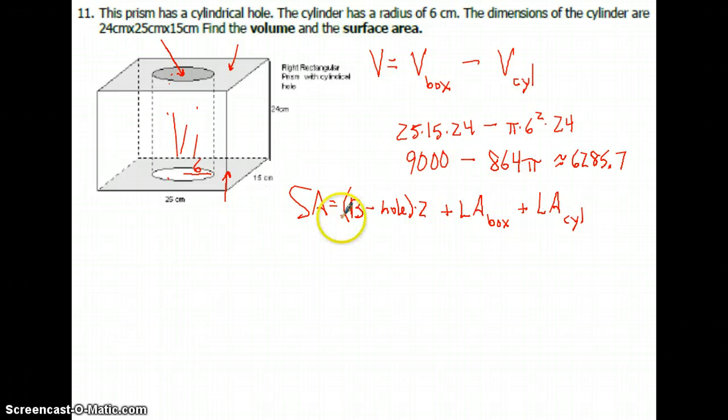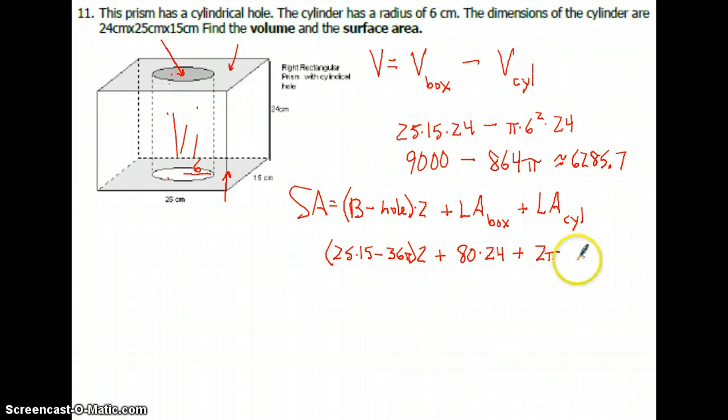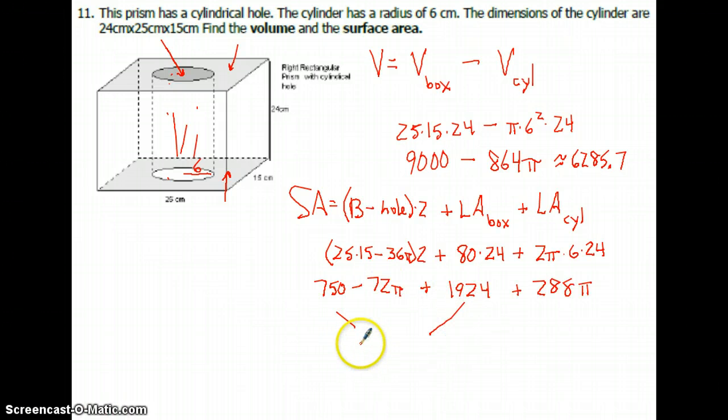Okay, I'm running out of time, so I'm going to do this kind of quickly. Area of the base was 25 by 15, minus 36 pi, and there are 2 of those. Gosh, that takes forever when I'm in a hurry. Lateral area of the box is its perimeter times its height, plus the lateral area of the cylinder, which is 2 pi times radius times the height. A little bit of calculation now. I get that, and then I can combine these 2 terms, and I get 2,674.